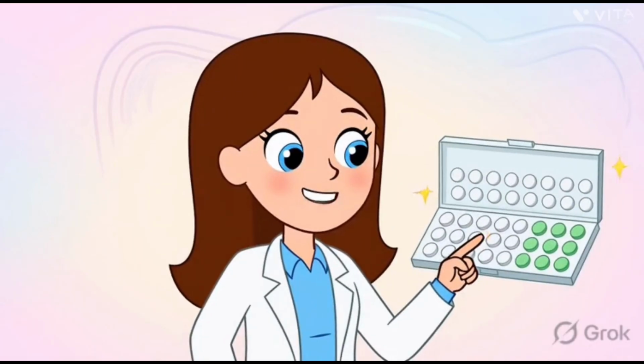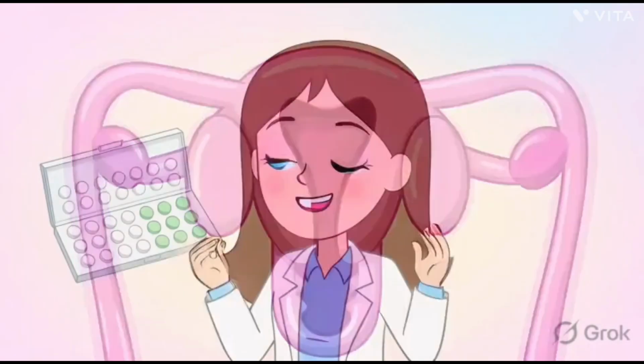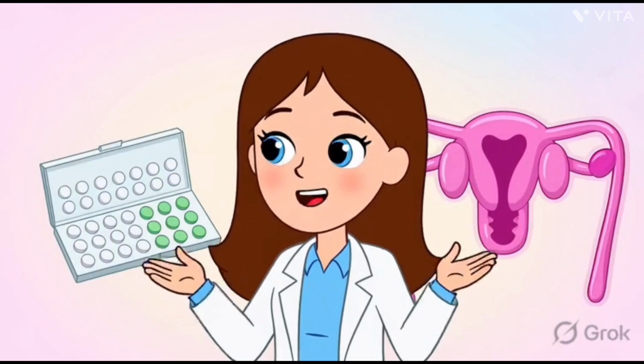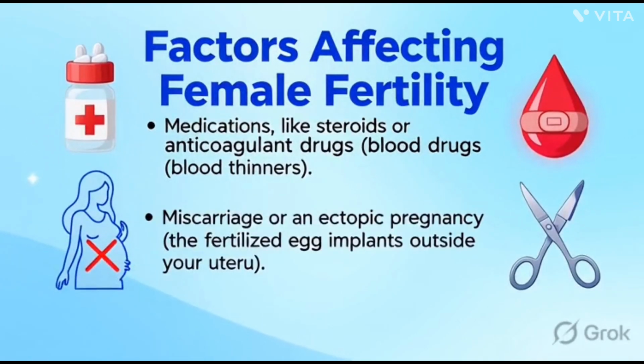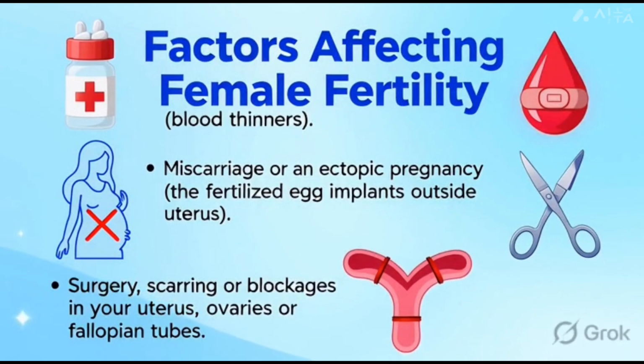Most birth control pills contain hormones that prevent ovulation. Stopping the pill can cause irregular periods for up to 6 months. Factors affecting female fertility include medications like steroids or blood thinners, and surgery or blockages in reproductive organs.